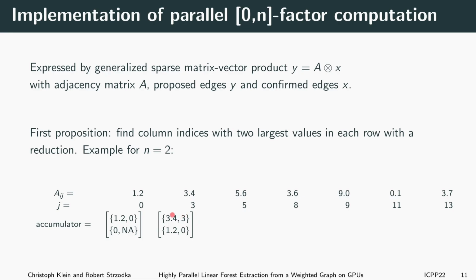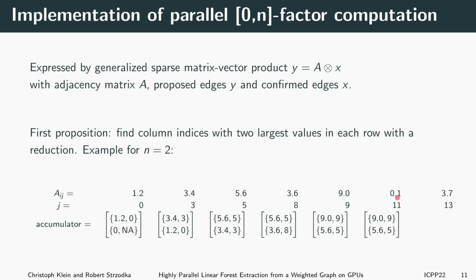So then we go to the second value and we insert this, and since the 3.4 is larger, it goes to the top here, and we also carry the column index here. And now the next large value is found, and we must insert it in the accumulator, and we see that the 1.2 just drops out here because it's smaller. Yeah, and in this fashion we continue. So 3.6 is also inserted, but on the second position here. And yeah, then we insert the 9. This value is too small, won't get inserted. And yeah, in the end we found the two largest edges for this vertex I, and that's from vertex 9 and vertex 5.